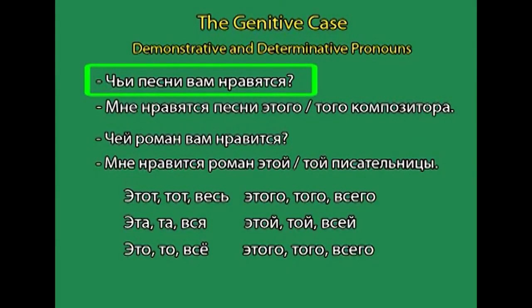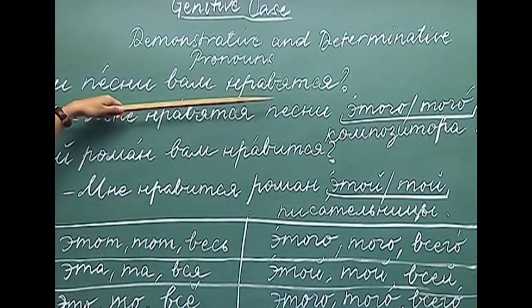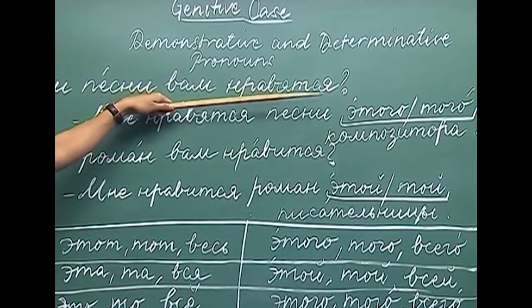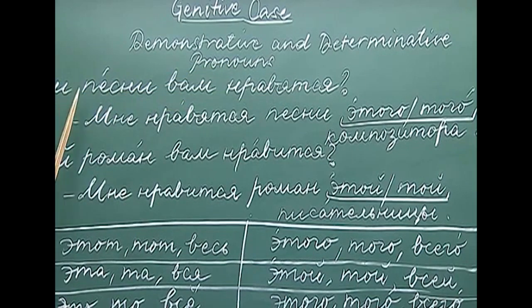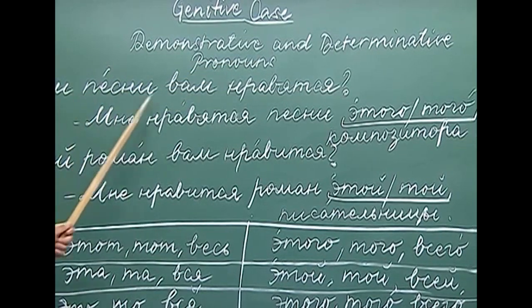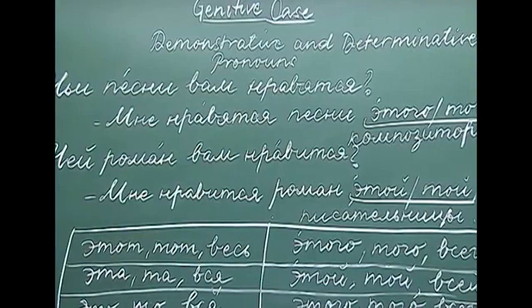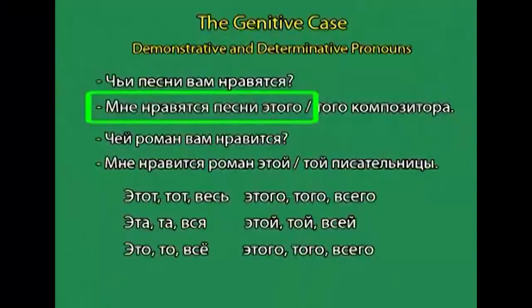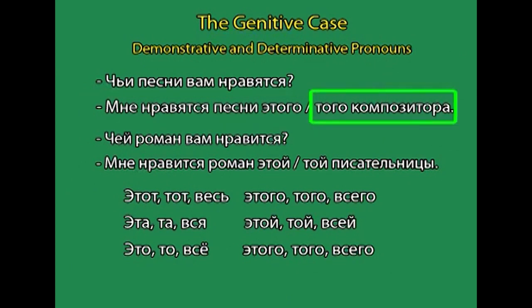Чьи песни вам нравятся? Whose songs do you like? So here, as you can see, нравятся denotes the noun in plural. That is why песни. Чьи песни вам нравятся? How will you answer this question? Мне нравятся песни этого или того композитора.